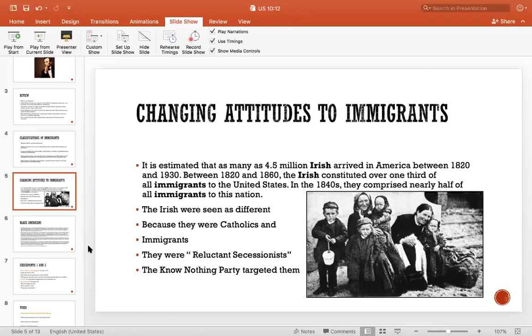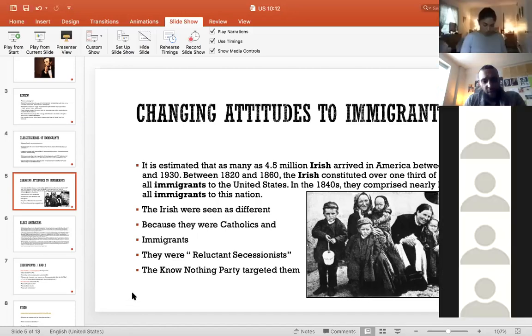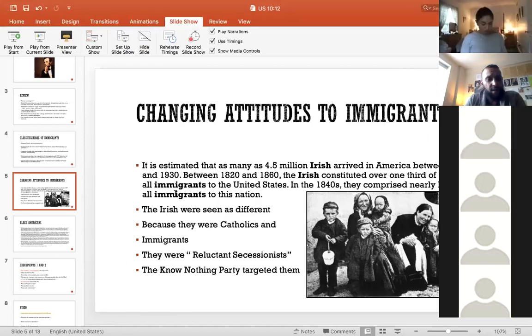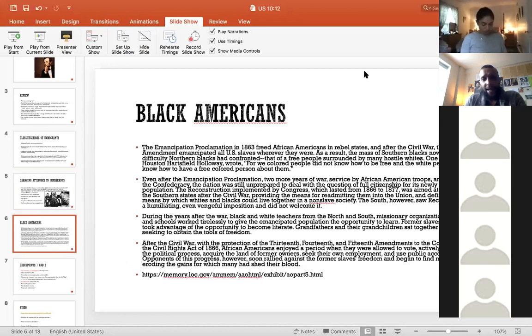So without rehashing that whole section, we'll just remember that they were reluctant secessionists. They didn't care about the Northern War of Attrition. They didn't care about the Southern right to keep slaves. As far as they were concerned, they were Irish people, and that was pretty much it. They stuck to themselves, and their loyalties were to their families and to the Irish as a whole, and not to this country that they had come to. They just were not loyal.